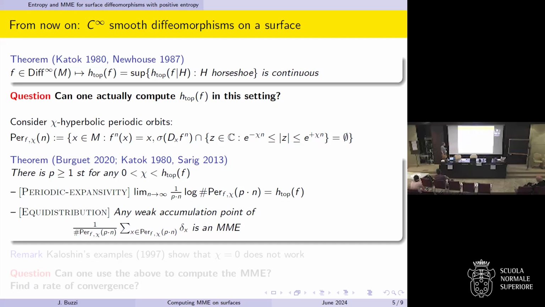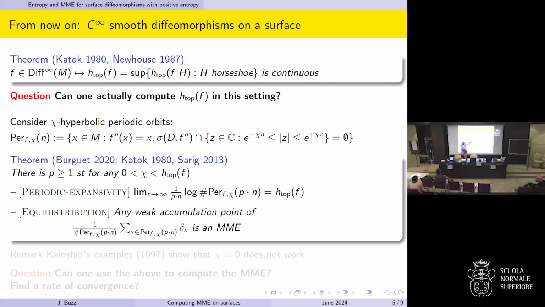I should say that, in general, it doesn't work if you count all periodic orbits. What you have to do is consider only hyperbolic periodic orbits. And actually, this is not enough. What you have to do is to consider periodic orbits whose Lyapunov exponents are uniformly bounded away from 0.